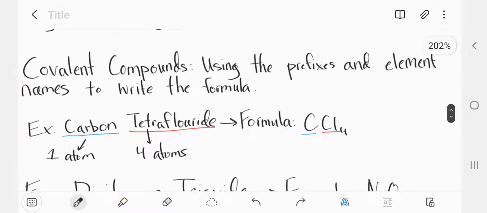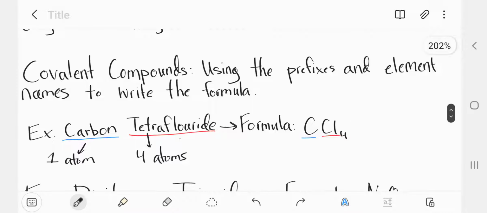Now for covalent compounds, if you want to find the formula, this is even easier. You just have to use the prefixes and the element names to write the formula. You look at the prefixes, look at the element name, and then just write the formula. So we have carbon tetrafluoride. There is no prefix before carbon, and it is the first element in this compound, which means it must have a single atom of carbon.